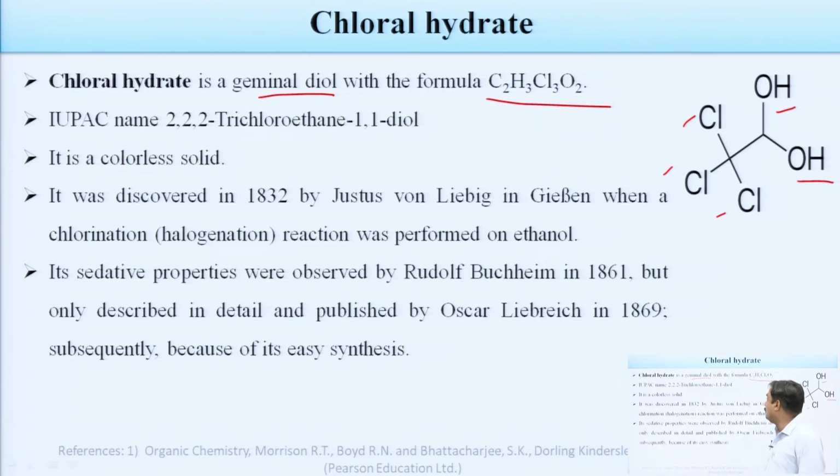2,2,2-trichloro-1,1-diol. So, 1 carbon and 2 carbon, 2,2,2-trichloro-1,1-diol. It is again a colorless solid material. It was discovered in 1832 by Justus von Liebig. Again Liebig is responsible, when a chlorination reaction was performed on ethanol.